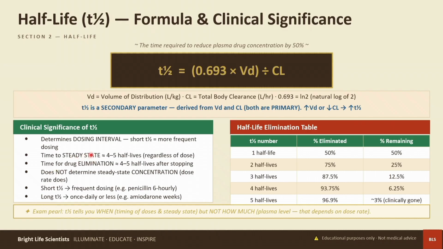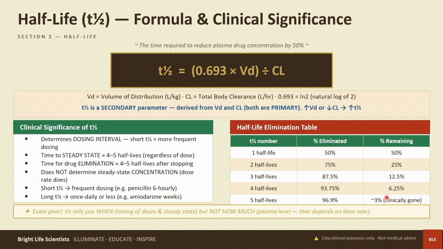Look at the elimination table. After one half-life, 50% is eliminated and 50% remaining. After 2 half-lives, 75% eliminated. After 3, 87.5% eliminated. After 4, 93.75%. After 5 half-lives, 96.9% is gone. Clinically, the drug is eliminated.